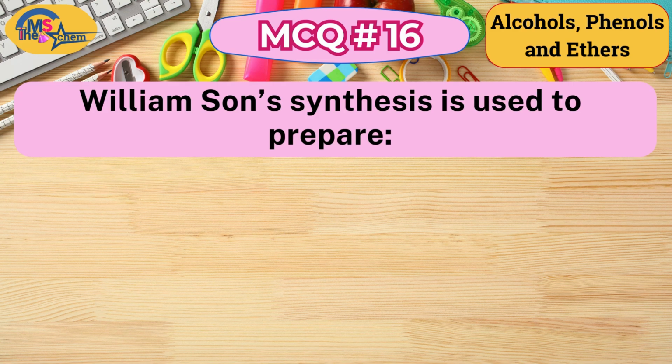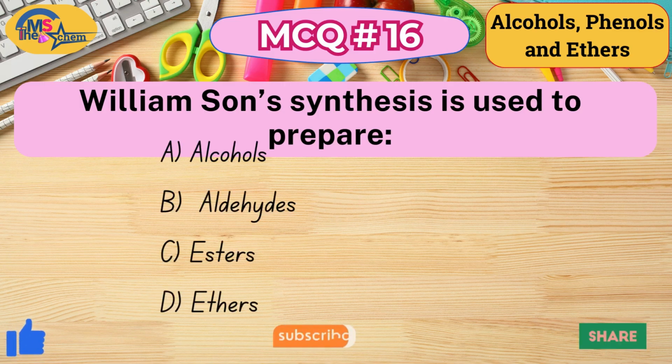And now question 16 is Williamson's synthesis is used to prepare. Here the four options are given. Option A is alcohols, option B aldehydes, option C esters, and option D ethers. The true answer to this question is option D, ethers.